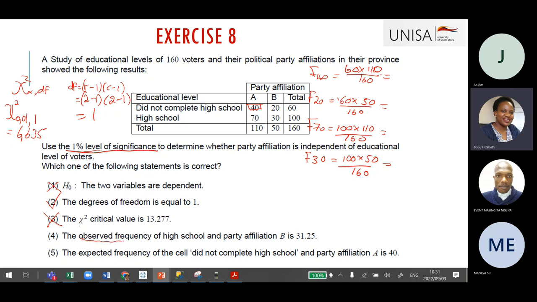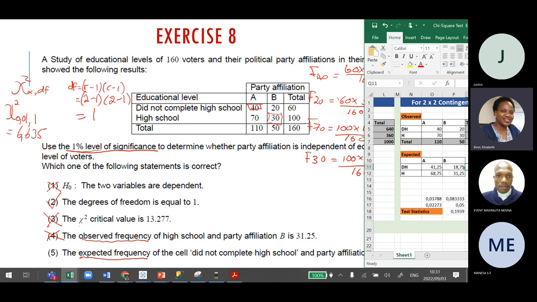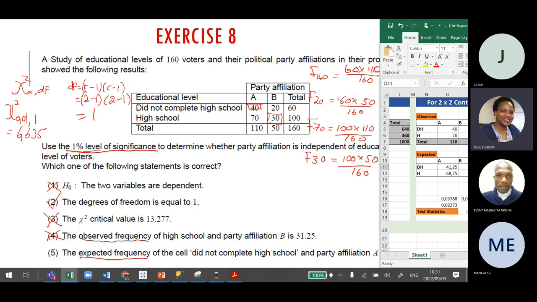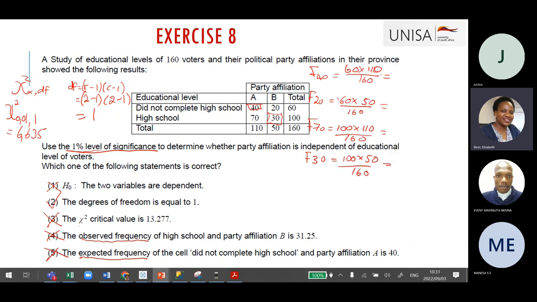Number 4, the observed frequency of high school and party evaluation B is 30. It says it's 31.5. Therefore, it is incorrect. Number 5, the expected value, which we calculated manually and also on the template. It says the expected value of did not complete high school and party evaluation A is 41.25. They say it's 40. They take the observed value, which means this is also incorrect. And that's how you will answer the question.